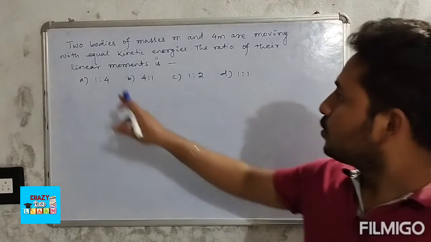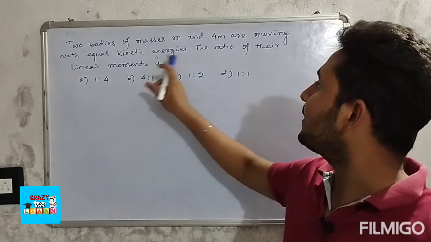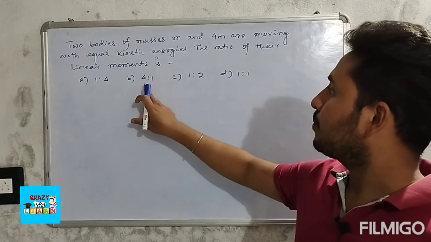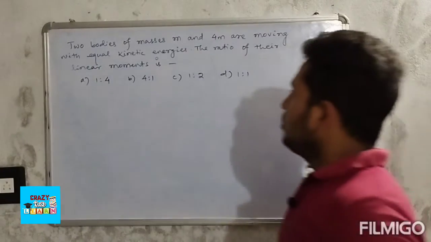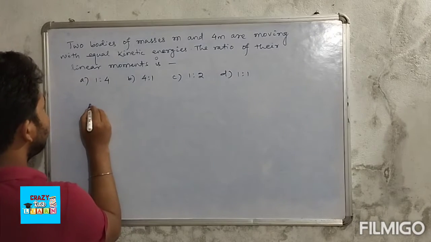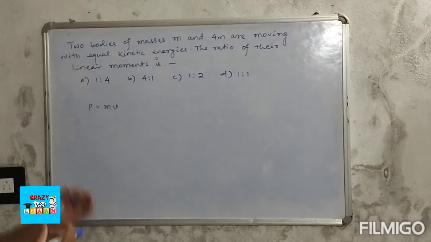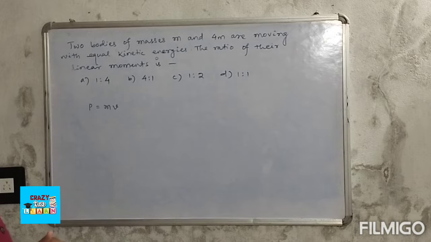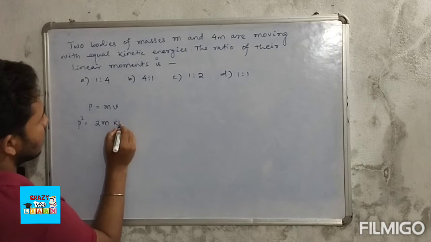Our next problem is, two bodies of masses m and 4m are moving with equal kinetic energies. The ratio of the linear momenta is 1:4, 4:1, 1:2, or 1:1. So you have to know what is linear momentum. We know linear momentum P is equal to mass into velocity, but here we have to create a relationship between the momentum and kinetic energy. You know the formula, P square is equal to 2m into kinetic energy.